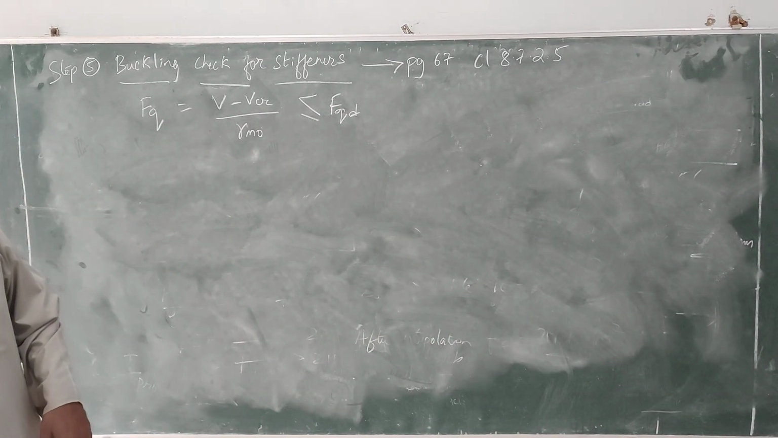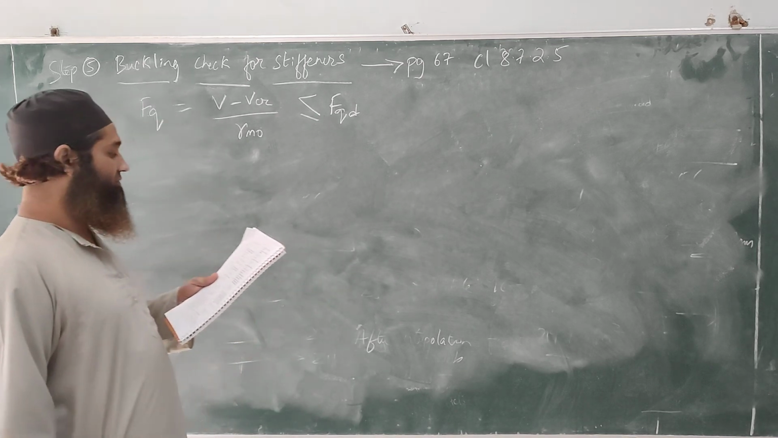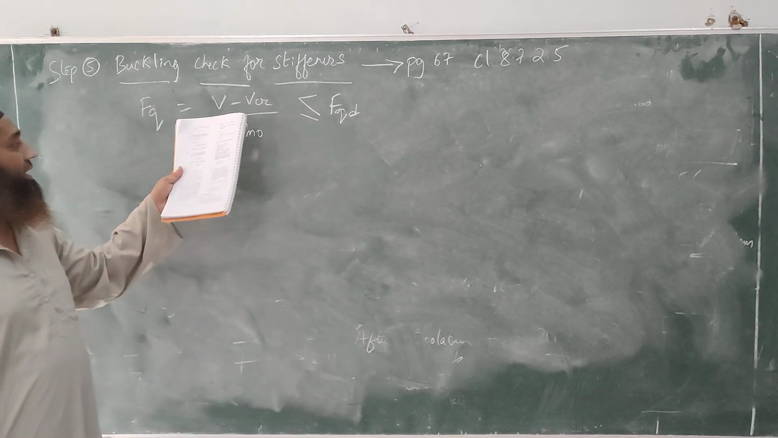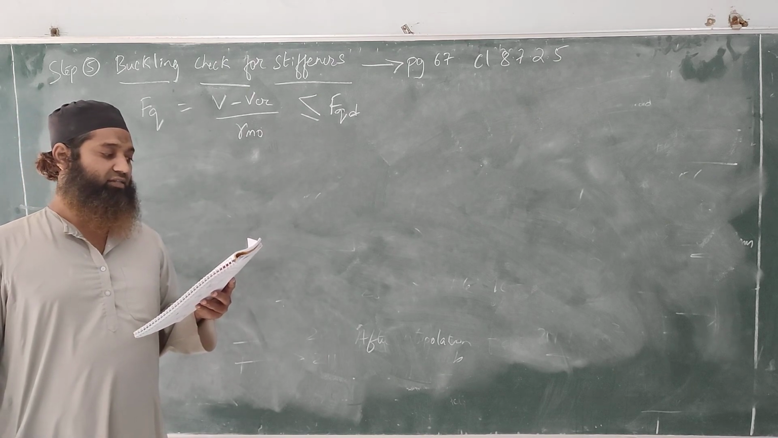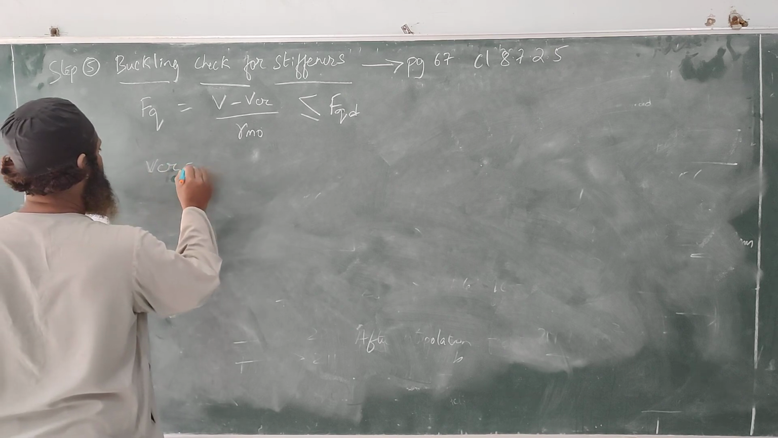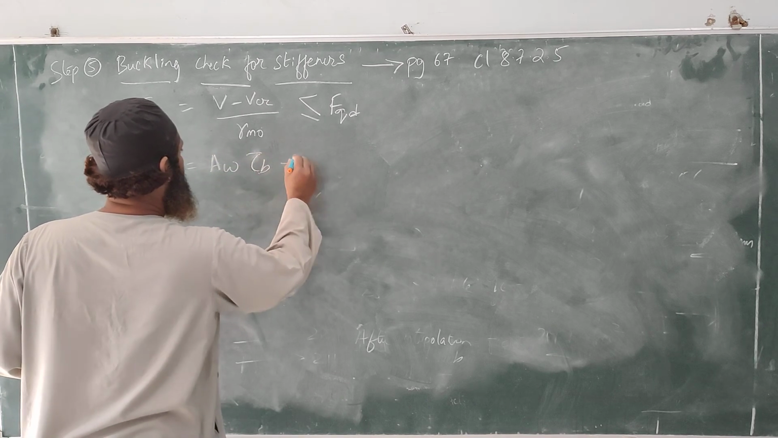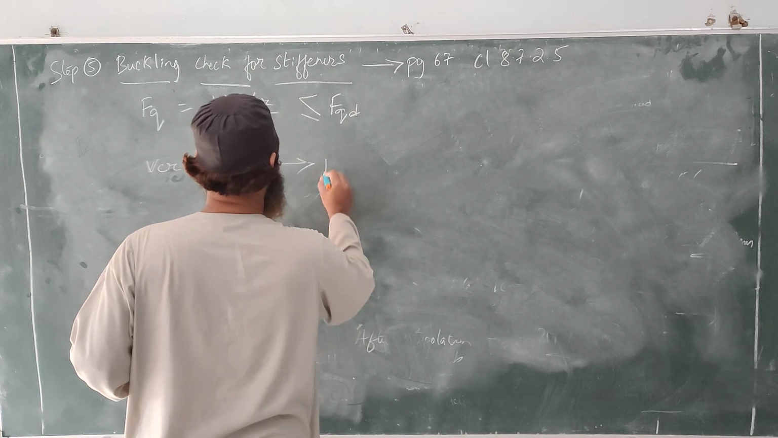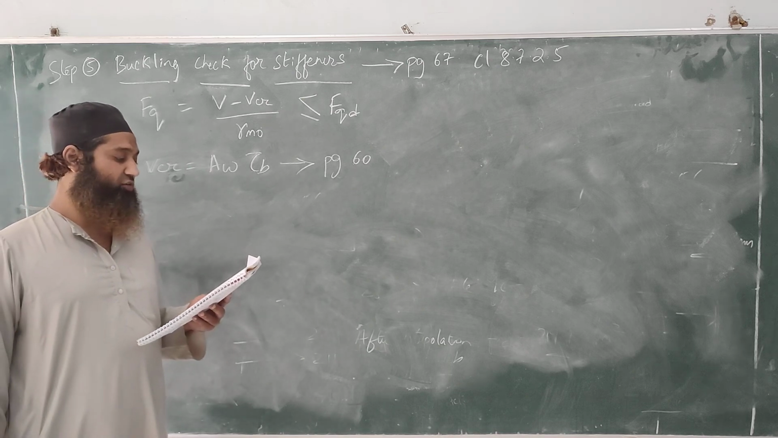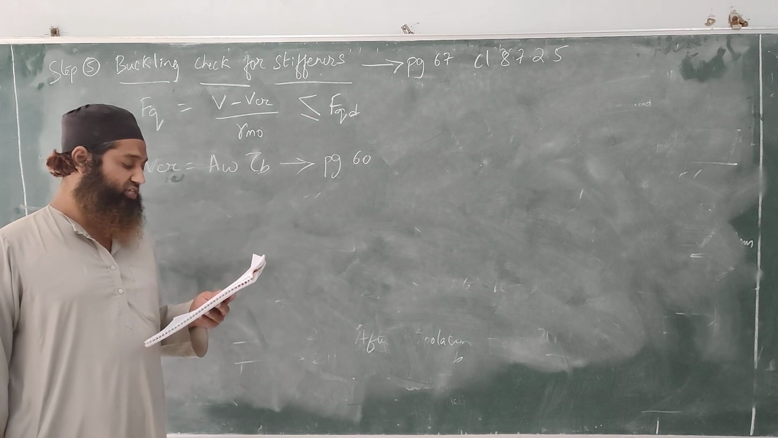For that, you will have to see what V minus Vcr is. You have to check this on page 60. Vcr is the shear force corresponding to web buckling, that is Aw times tau b. This is on page 60. You can see here, page 60. The shear force corresponding to web buckling is Vcr equals Aw into tau b. Now what is tau b? Shear stress corresponding to web.